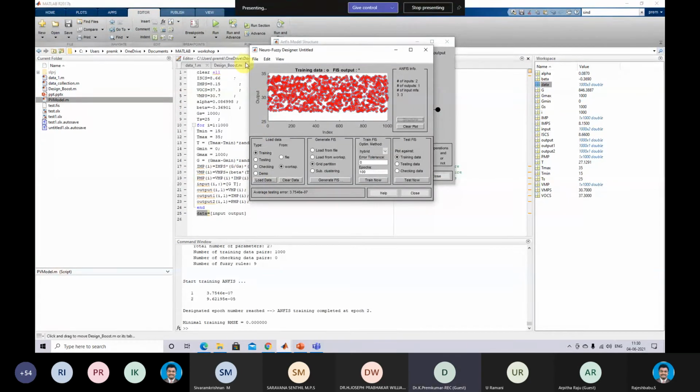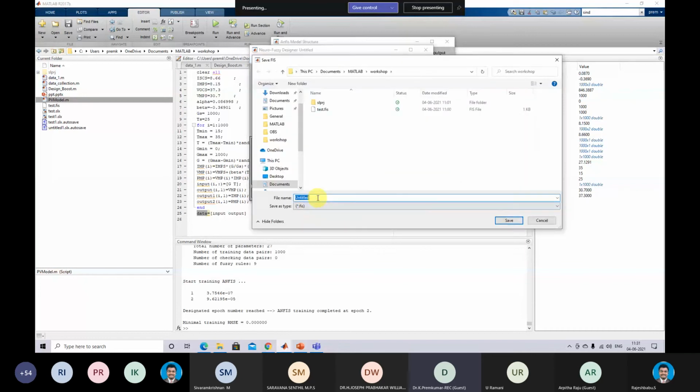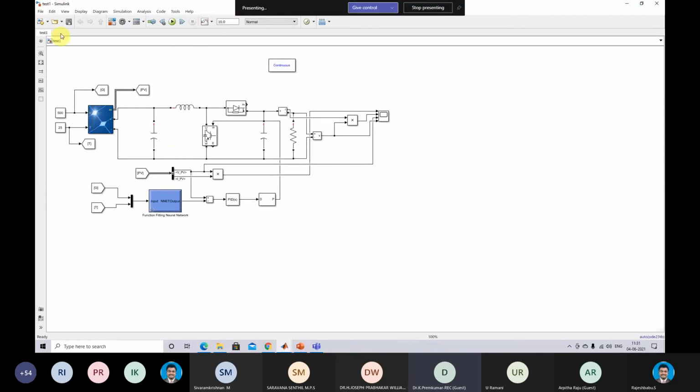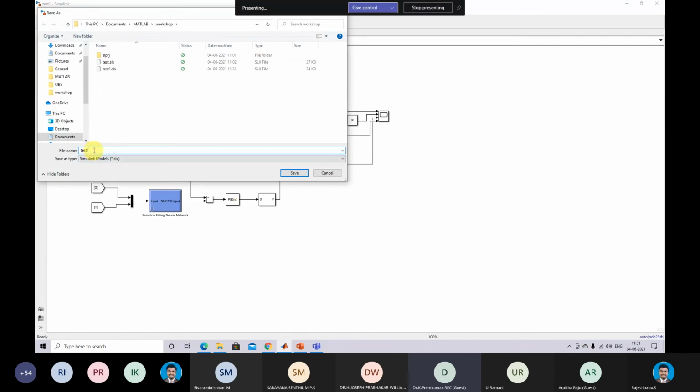Next you have to save this data first. So that means in the form of a Sugeno FIS system, go to export and click on to file and save the data. So I'm going to save the data as test1. Already there is a test, right? Test1.fis. So this is the trained Sugeno FIS system. So next I'm going to save this model as test2.